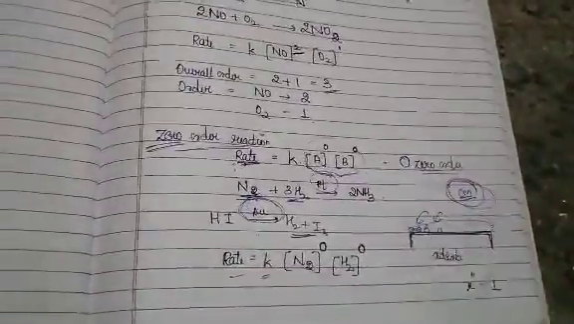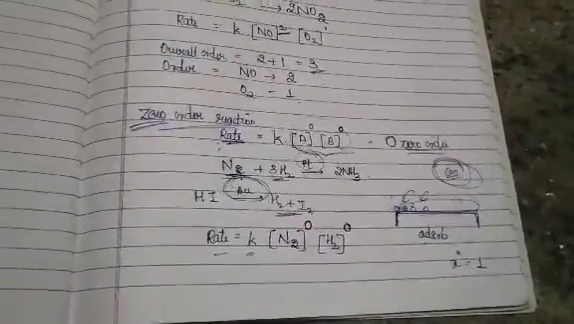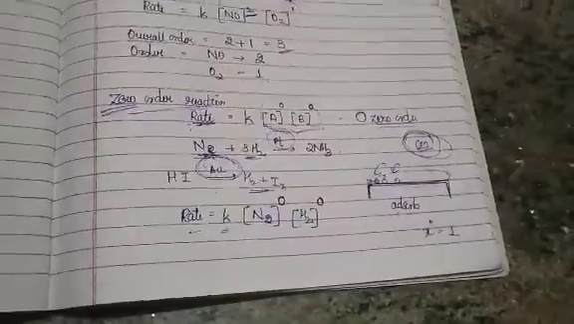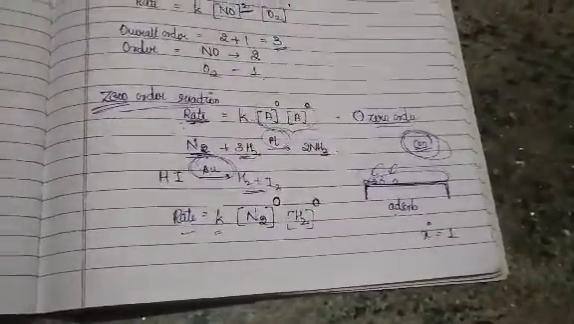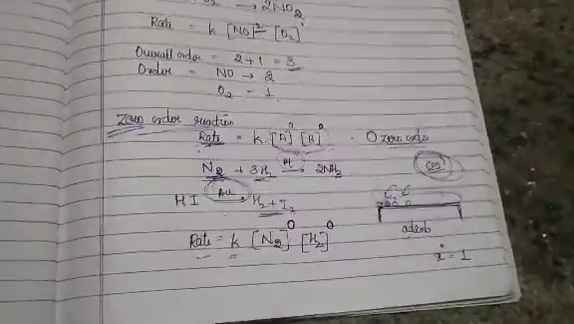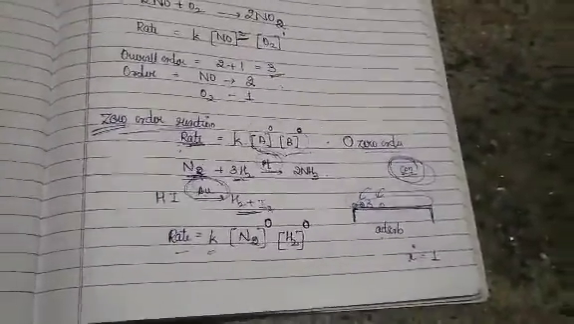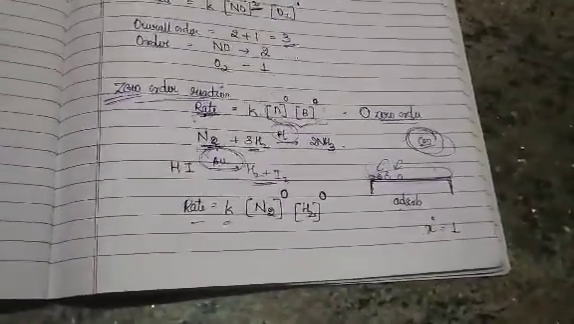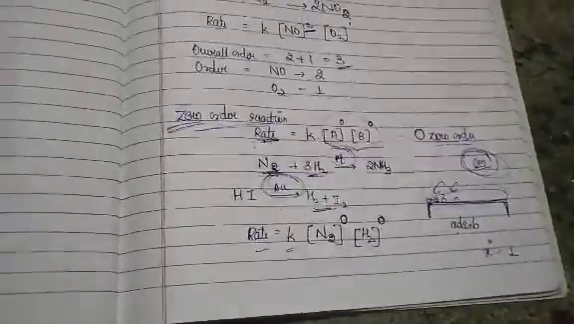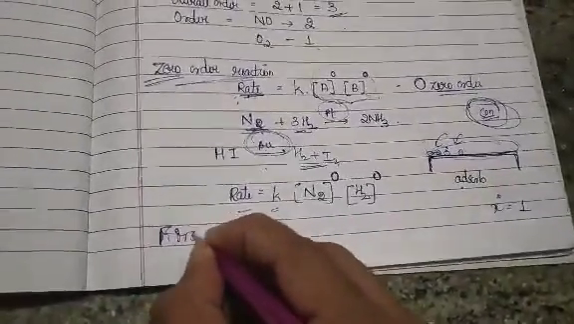Such reactions are called zero order reactions. In simple words, the rate of a reaction is independent of the concentration of the reactants. A major example you can also give is the decomposition of ammonia in the presence of a platinum catalyst. Is that okay? Coming to the other part, which is called a first order reaction.